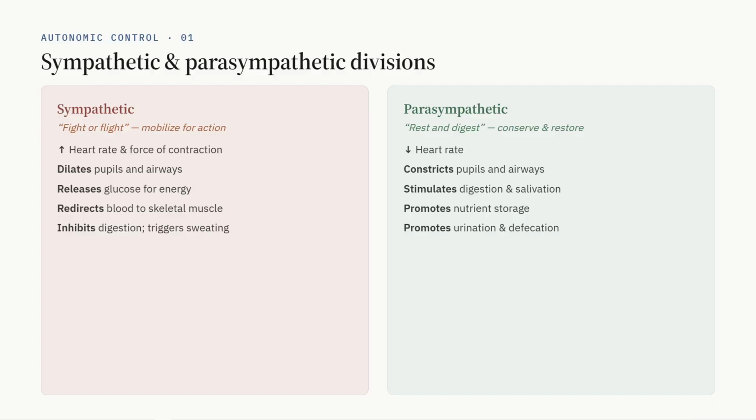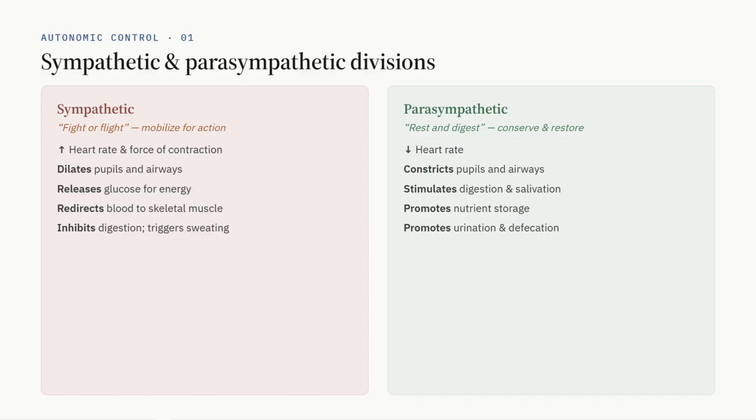The autonomic system has 2 branches that pull in opposite directions, and the nicknames say it all. The sympathetic division is fight or flight. It mobilizes you for action. It speeds up the heart, dilates your pupils and airways to take more in, dumps glucose into the blood for fuel, shunts blood to your skeletal muscles, and shuts down digestion because now it is not the time.